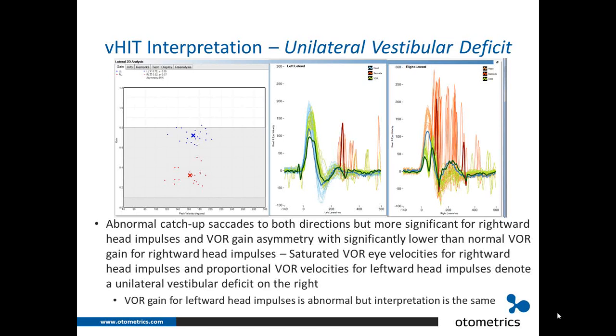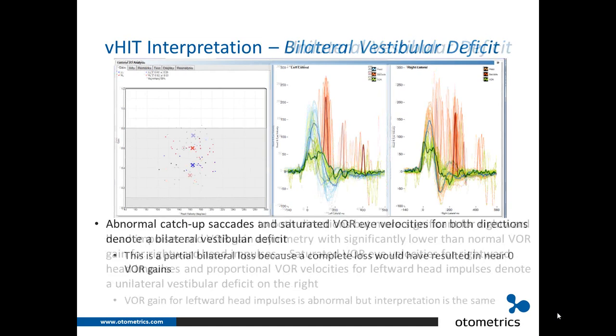In fact, the difference between the head and eye velocities is large enough to generate a catch-up saccade. As we discussed in part 1 of these presentations, this is not unexpected, especially for severe unilateral deficits. So overall, this finding is consistent with the unilateral vestibular lesion on the right. The VOR gain for leftward head impulses is abnormal, but that doesn't change the interpretation.